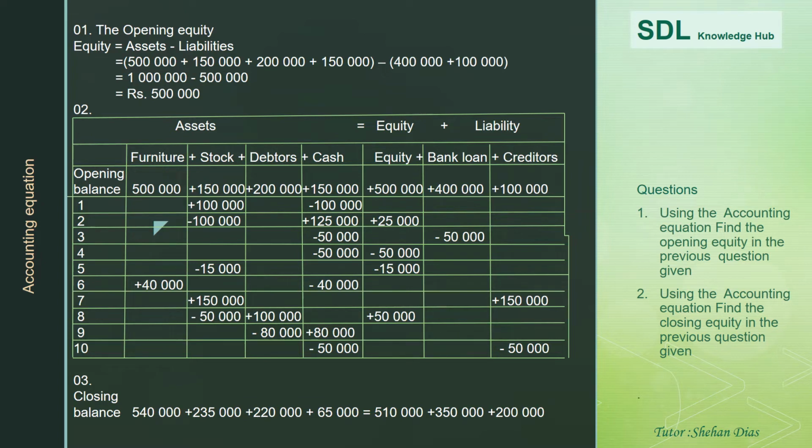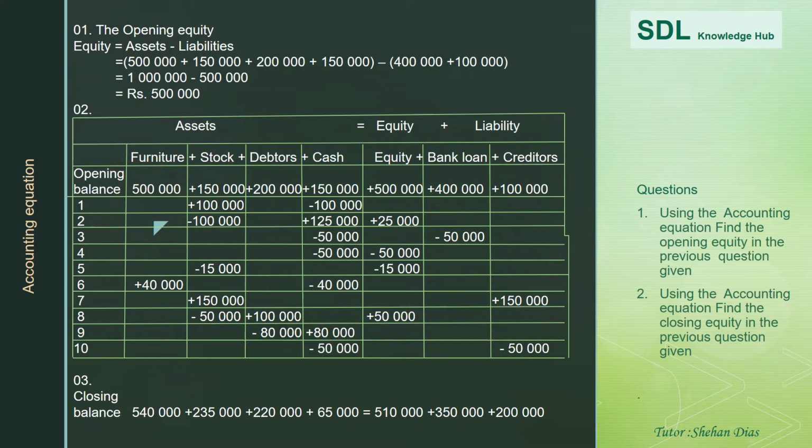Then a sale made for 100,000 on credit basis which cost 50,000. So the stock will reduce by 50,000 based on the cost, and since done on credit basis, debtors will increase by 100,000. So the difference will be the equity, 50,000.